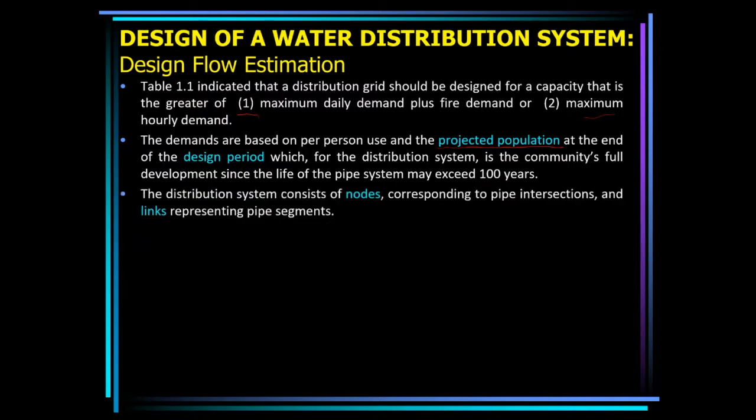The distribution system consists of nodes, corresponding to pipe intersections. Whenever you have pipe intersections, we call it a node, and links representing pipe segments. We call them links, that is the individual pipe segments. We assume that outflow occurs only at the nodes.